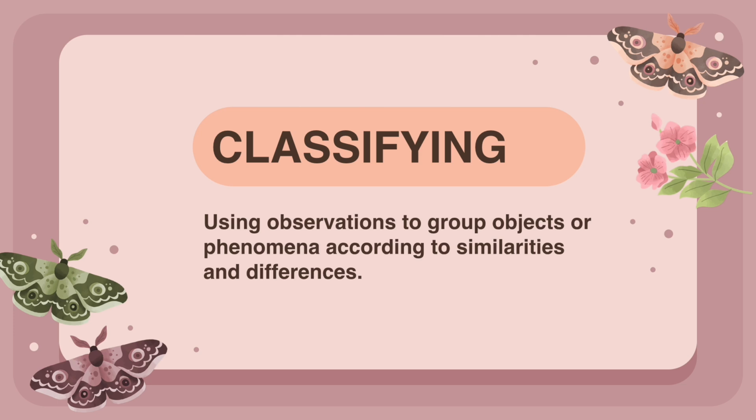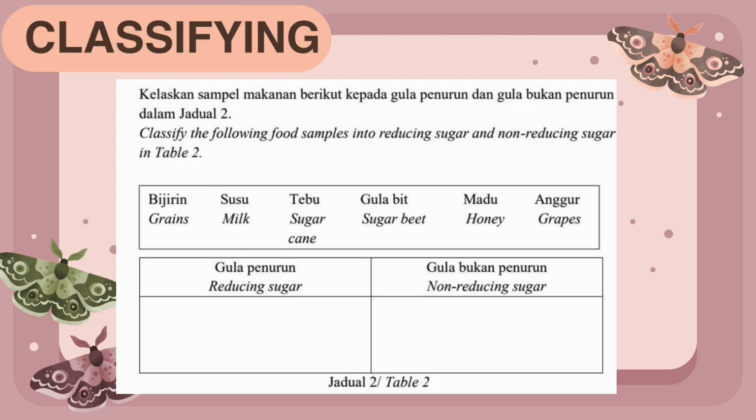Classifying is the next science process skill that you are going to look into. Under classifying, you are using observation to group objects or phenomena according to their similarities and differences. Now, we look at this example. This question says, classify the following food samples into reducing sugar and non-reducing sugar in Table 2. So you have to identify among the food given which are the reducing sugar and which are the non-reducing sugar.